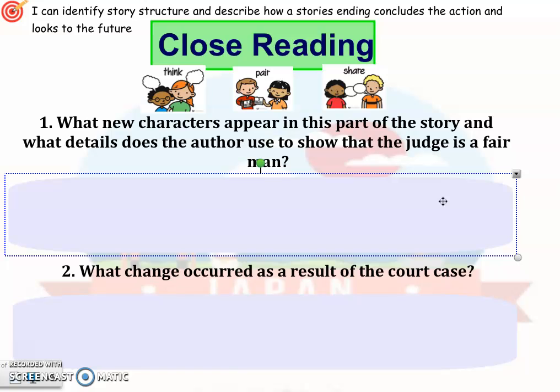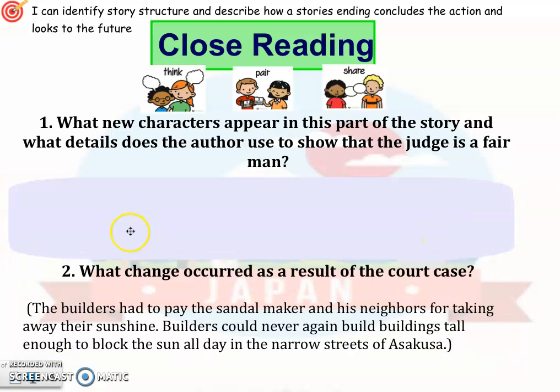Our second question says, what change occurred as a result of the court case? Well, it says, the builders had to pay the sandal maker and his neighbors for taking away their sunshine. Builders could never again build tall buildings enough to block the sun all day in the narrow streets of Asakuku.